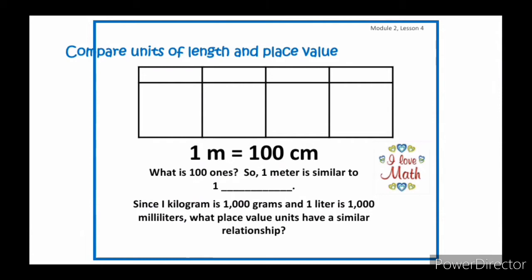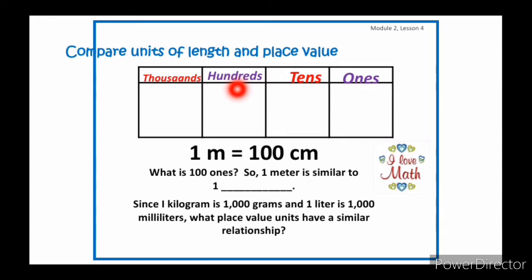Now we want to compare units of length and place value. What you have here is a place value chart, which you're very familiar with. Now let's place the place values on the charts. What will be here? This is your ones. Great. Now the next column gives us the tens. And the next we have our hundreds, and the next is our thousands. You notice that 1 meter is equal to 100 centimeters. So you can see a relationship between ones and hundreds.